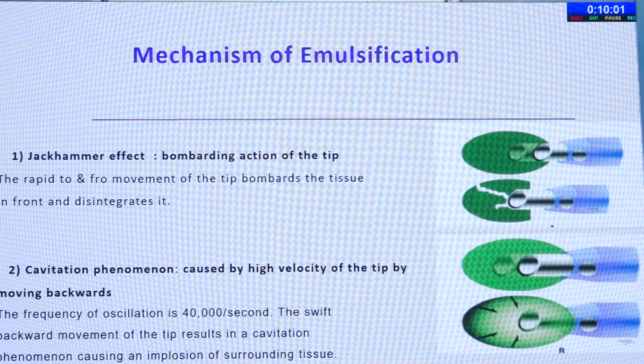So basically, there are two mechanisms by which emulsification happens. One is the jackhammer effect, that is a bombarding action of the tip. It is a rapid to and fro movement of the tip, like we can see in this diagram here, which disintegrates the nucleus.